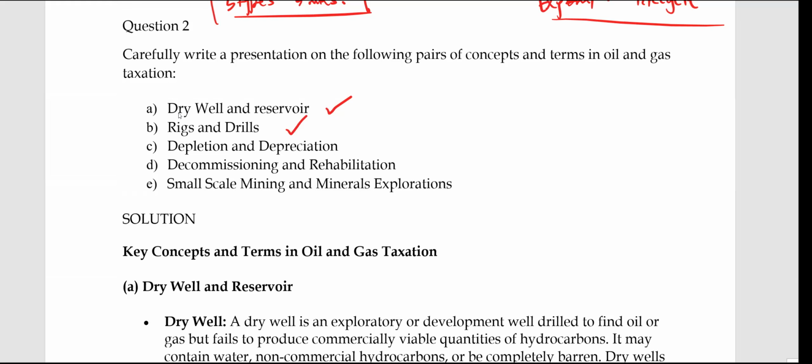This thing is not available to the general public. So depletion and depreciation, decommissioning, rehabilitation, small scale mining, and mineral operations. And this thing is 20 marks. Can you imagine?